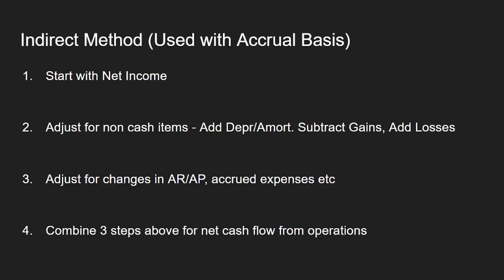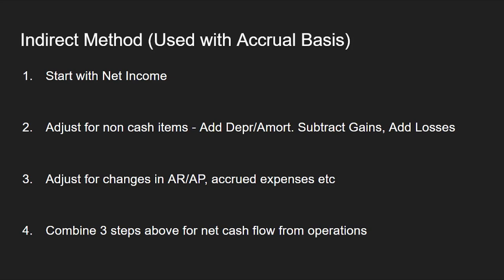So why would we add those to net income? Well, because we aren't laying out cash when we depreciate an asset. We already paid cash when we purchased it, and that's reflected in the investing section. So that needs to be added back to net income. Same thing with amortization. Gains and losses are similar.